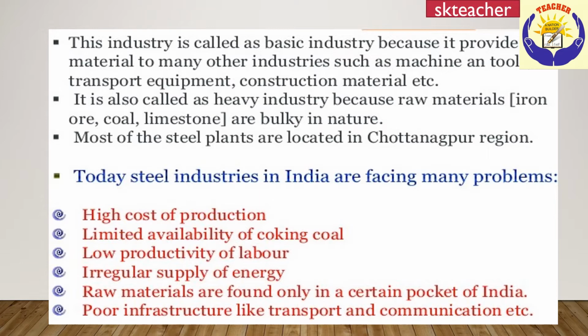Today, steel industries in India are facing many problems. Here are the following problems faced by this industry: high cost of production, limited availability of coking coal, low productivity of labor, irregular supply of energy, raw materials found only in certain pockets of India, poor infrastructure like transportation and communication, etc.